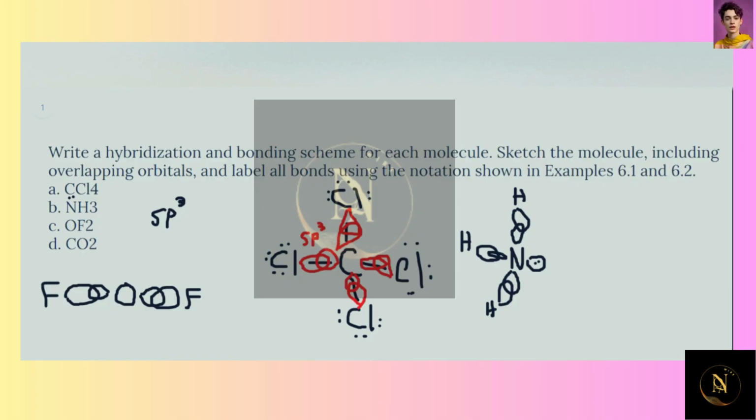I've drawn it as linear, but in reality it's not because it's 3-dimensional. So these aren't going to exist in the same plane. And again, oxygen has 2 bonds and 2 lone electron pairs. So this is also sp3. Make sure to label all the orbitals sp3.